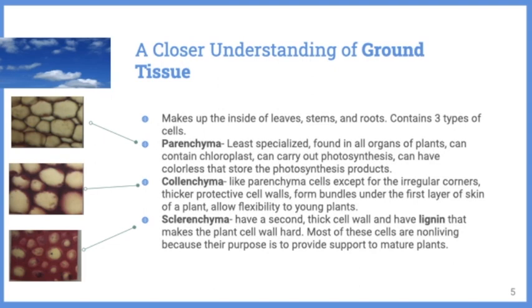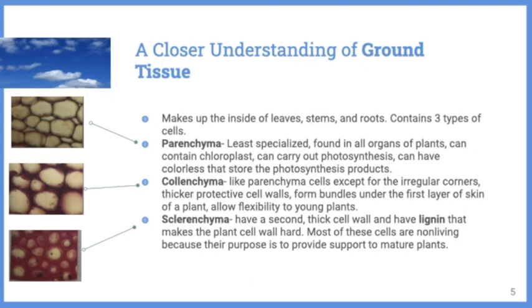A closer understanding of ground tissue. So ground tissue makes up the inside of leaves, stems, and roots, and they contain three types of cells. The first is called the parenchyma, which is the least specialized, and it's found in all organs of plants, can contain chloroplasts and carry out photosynthesis, and can have colorless organelles that store photosynthesis products.